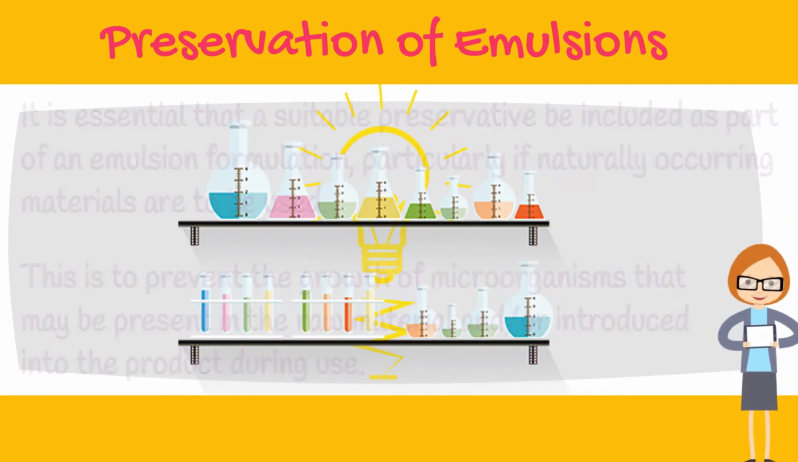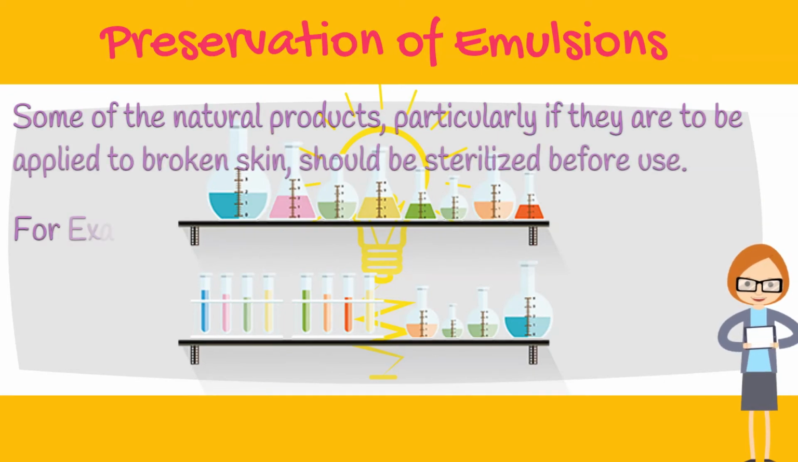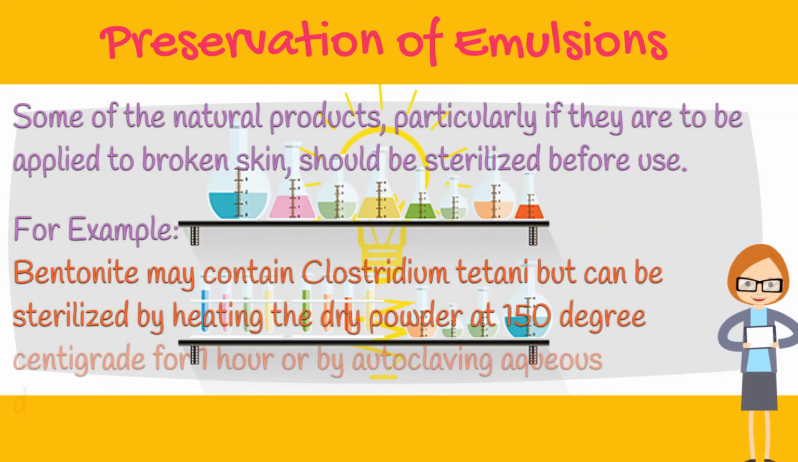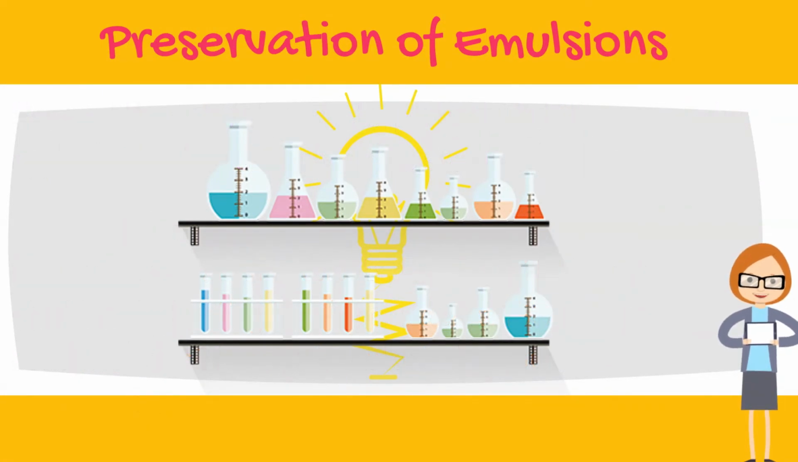Some of the natural products, particularly if they are to be applied to broken skin, should be sterilized before use. Bentonite, for example, may contain Clostridium tetani, but can be sterilized by heating the dry powder at 150 degrees centigrade for 1 hour or by autoclaving aqueous dispersions. Because of the complex systems involved, and the many factors to be taken into consideration, it is necessary to test the efficiency of a new preservative in the finished product and container by suitable challenge testing procedures.